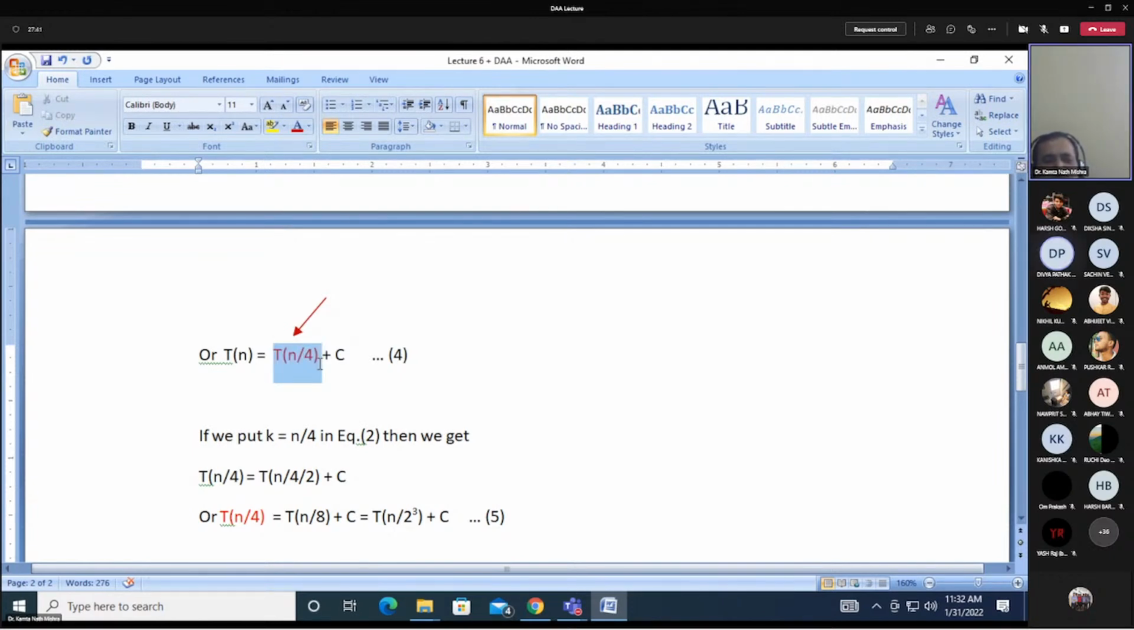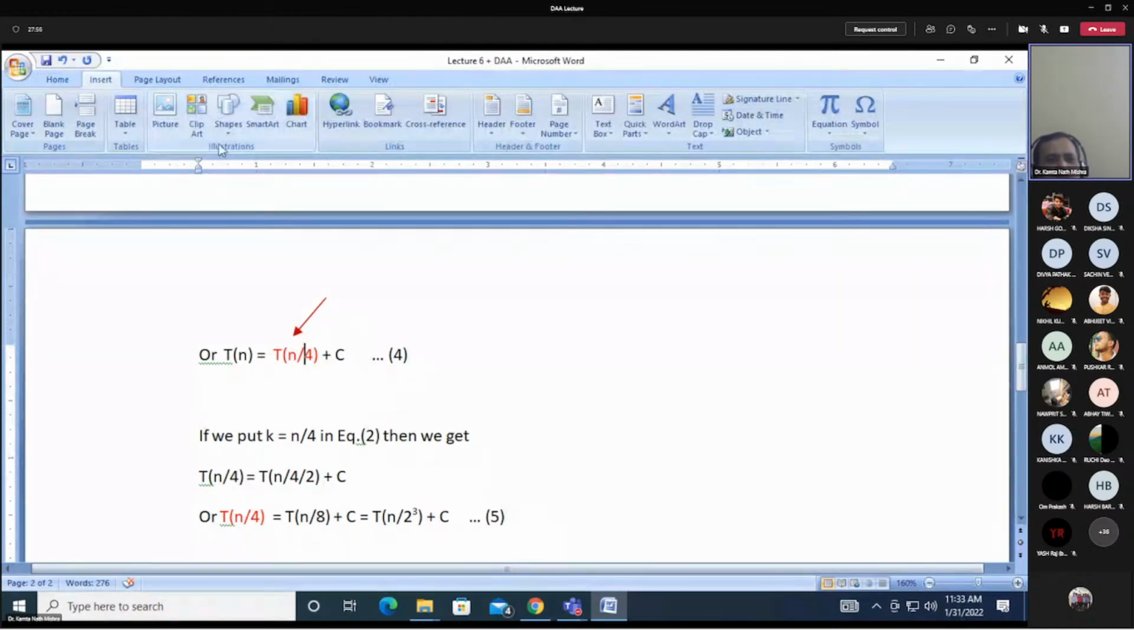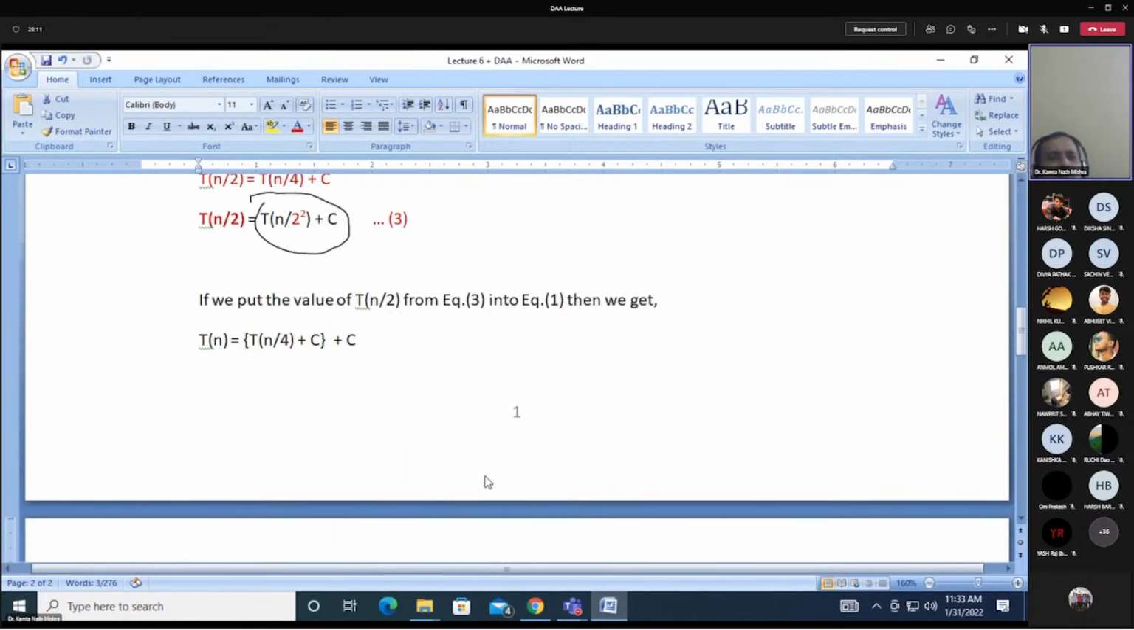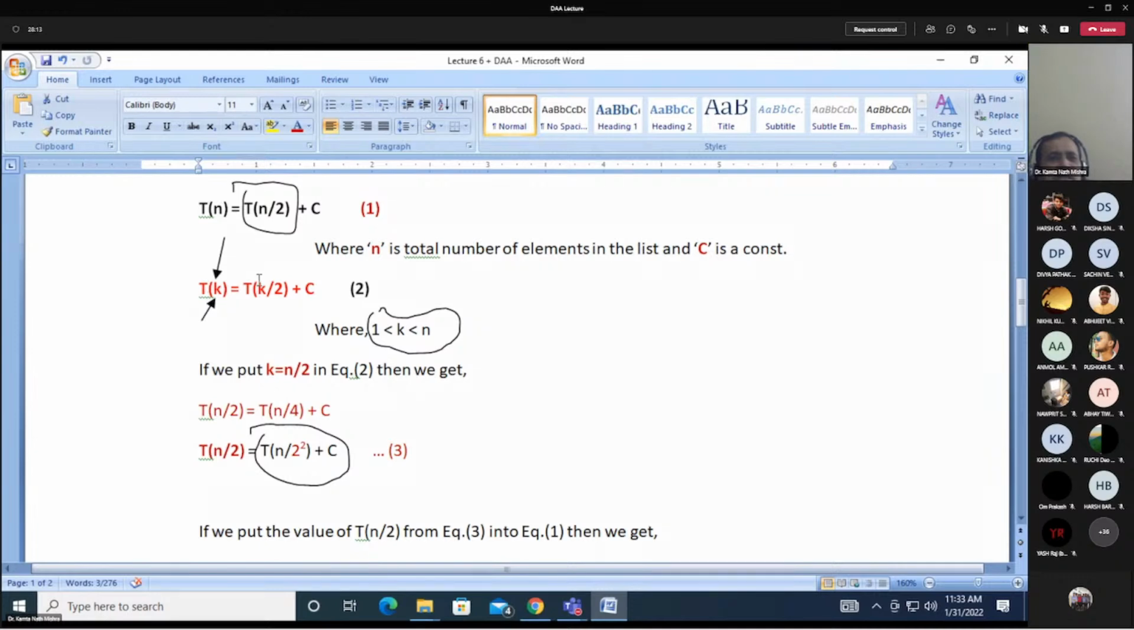Now see equation 4: Tn equals Tn by 4 plus c. So again we need to compute the value of Tn by 4. To compute it, we should put k equals n by 4 in equation 2. I am showing you equation 2: Tk equals Tk by 2 plus c.